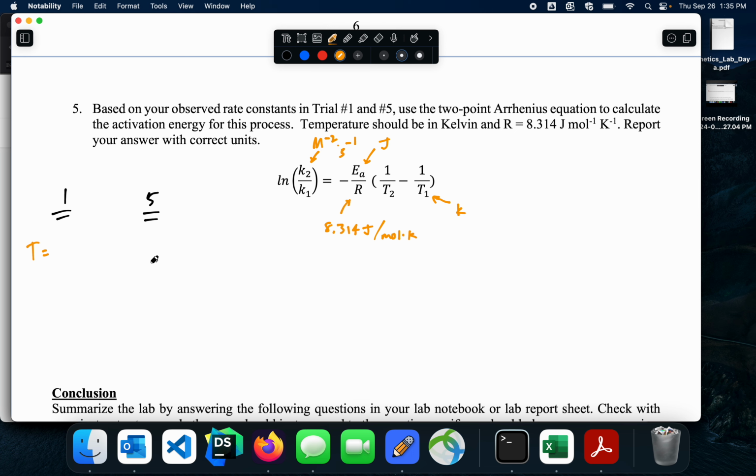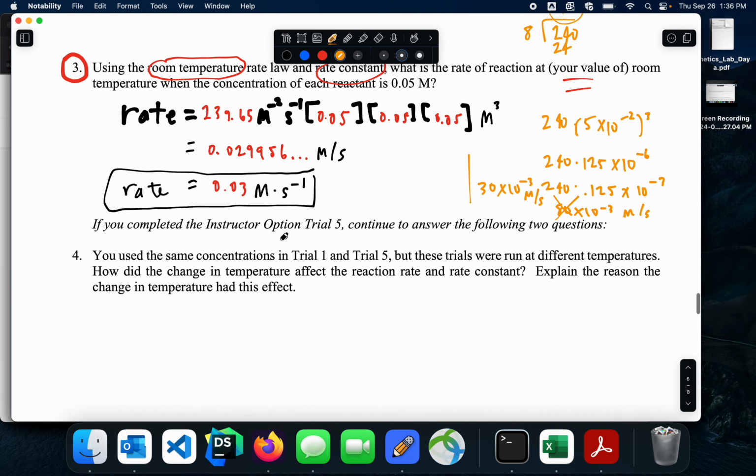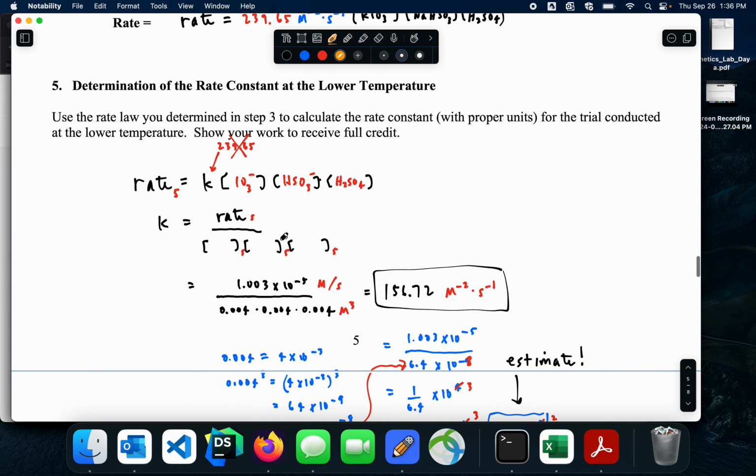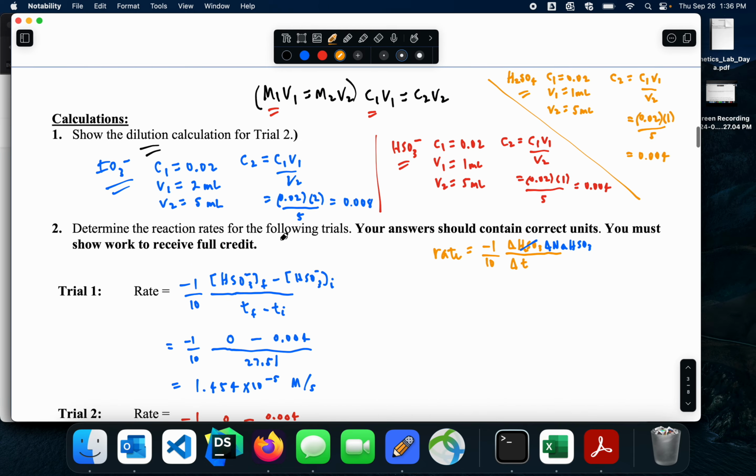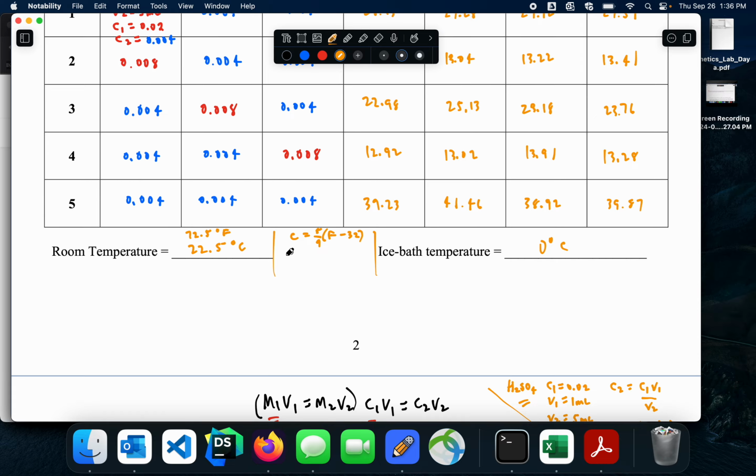The temperature for 5, that was the cold one, was 0. In kelvins, it's going to be positive 273.15, because it was frozen, right? And the temperature for the other one, what was the temperature? We have it up here somewhere. The temperature was 22.5 degrees Celsius.